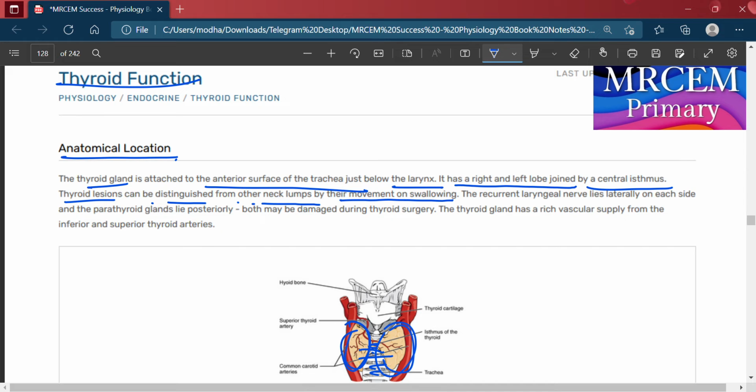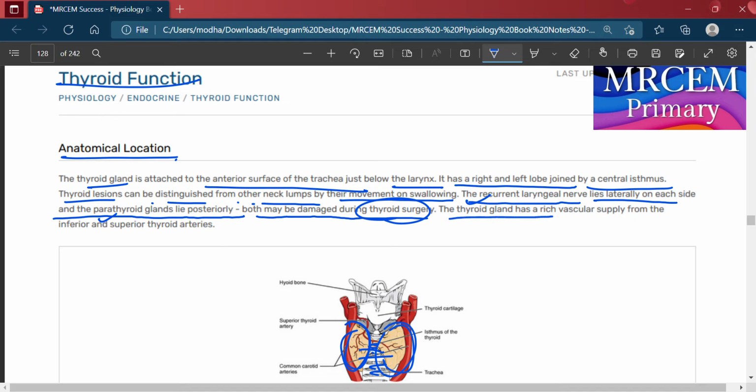The recurrent laryngeal nerve lies laterally on each side, and the parathyroid glands lie posteriorly. Both may be damaged during thyroid surgery, the laryngeal nerves and the parathyroid glands.